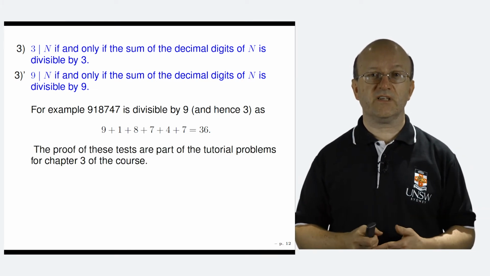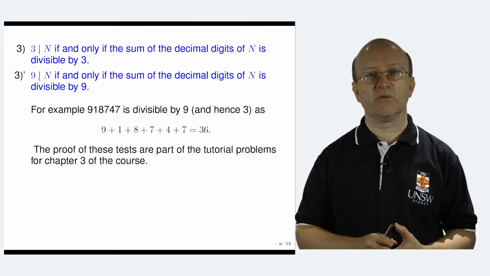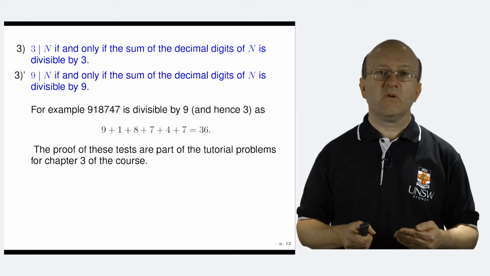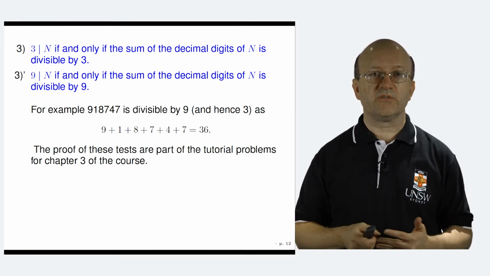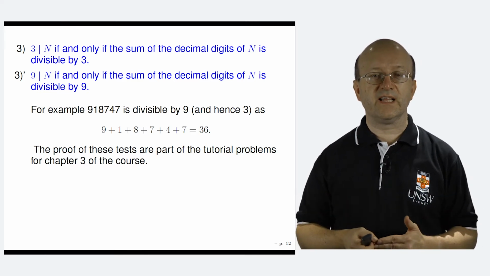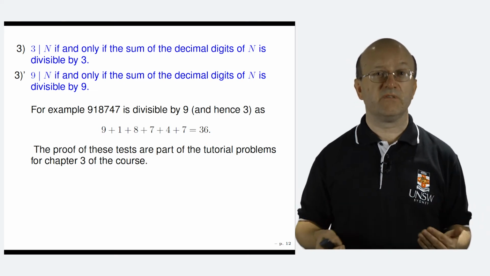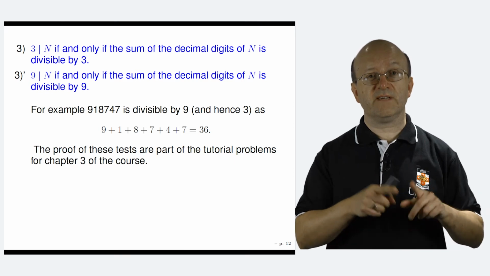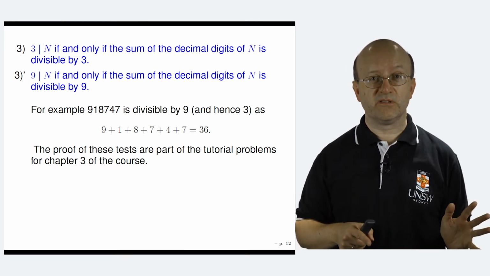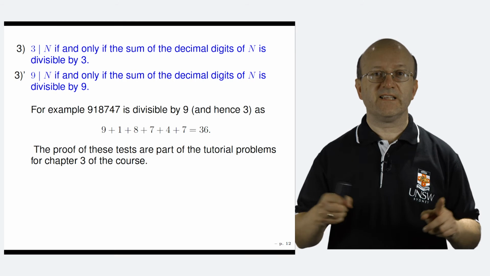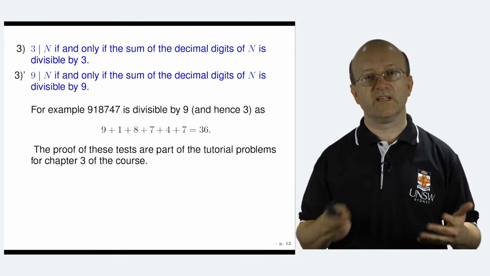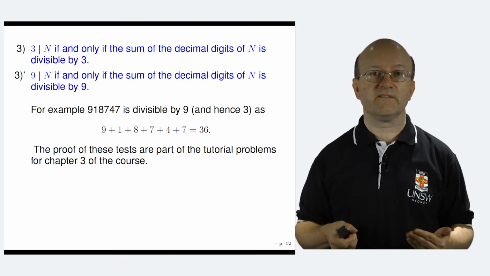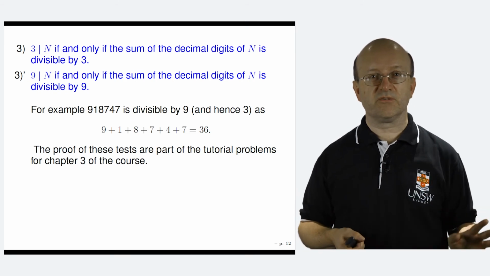The proof of this test is part of the tutorial problems in Chapter 3 of the course, so you can have a look at that then. In fact, we usually use this idea, or at least the second one, for divisibility by 9, in the sense of casting out 9s, which some of you may have heard of. You go through the numbers, and every time you have a sum that adds to 9, you basically throw it away, and if, in adding the digits in turn, you get a number that's got 2 digits, you just add those together.